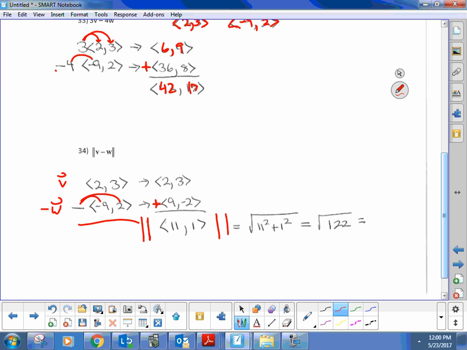The component, or the way to come up with the actual magnitude, was a simple equation. It was just the square root of a squared plus b squared, because we have ai plus bj, and then the vector. And the thing that I love is it made it easy, because you're not having to do anything else other than input and then come up with the solution, which was the square root of 122. All right, let's go ahead and move forward.